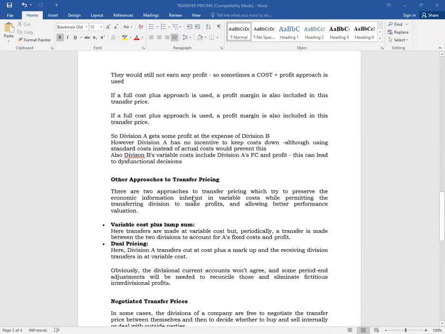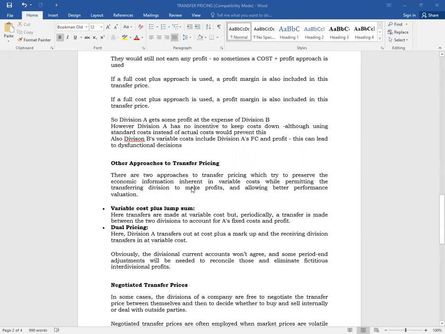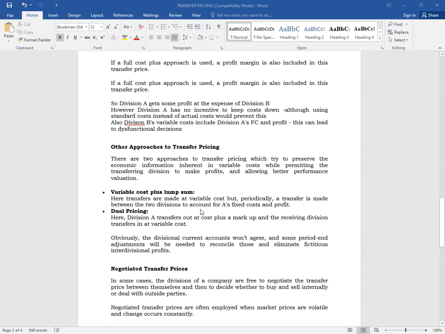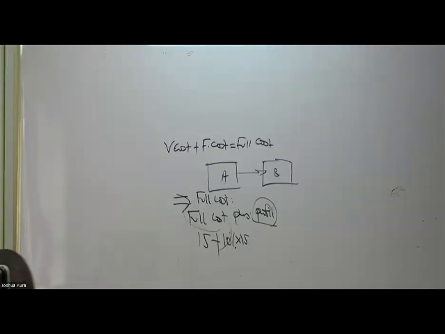Other approaches to transfer pricing. There are two approaches to transfer pricing which try to preserve the economic information inherent in variable cost while permitting the transfer divisions to make profits and allowing better performance valuation. So we have variable cost plus lump sum. I love this, because I've seen it operating in practice.